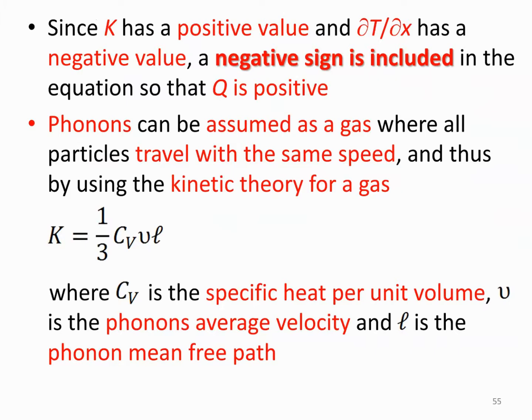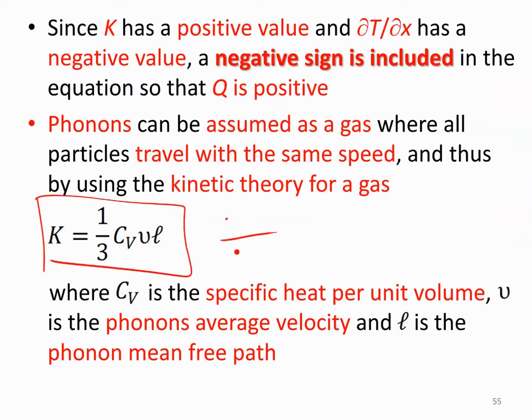So since K has a positive value and dT over dx has a negative value, a negative sign is included in the equation so that Q is positive like what I explained just now. And phonons can be assumed as a gas where all particles travel with the same speed, and therefore we can use the kinetic theory for a gas.